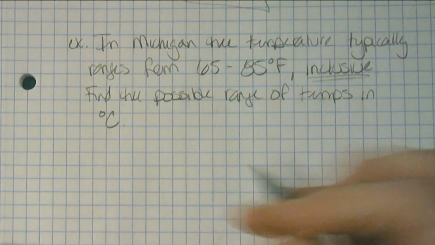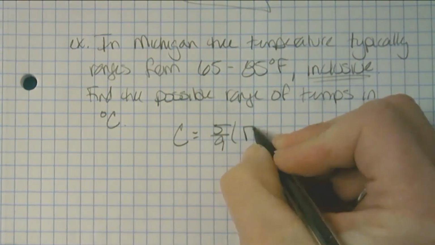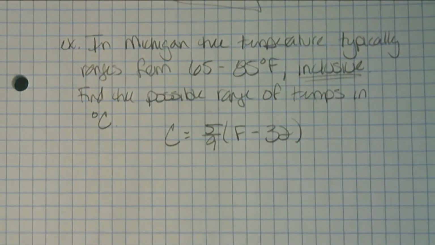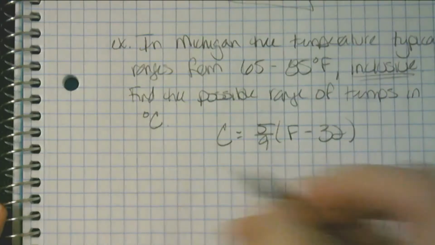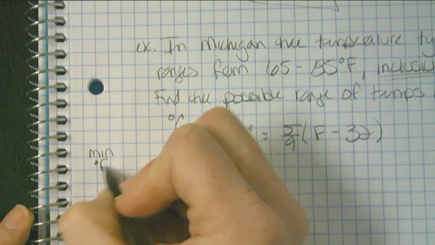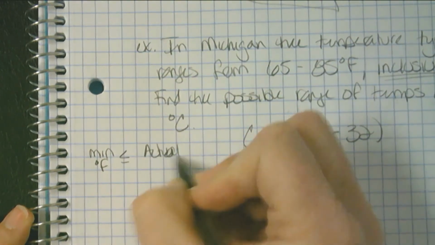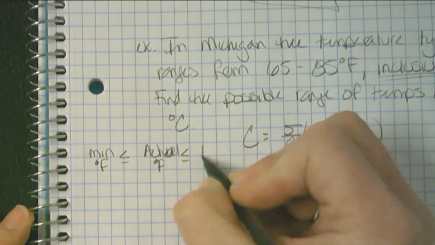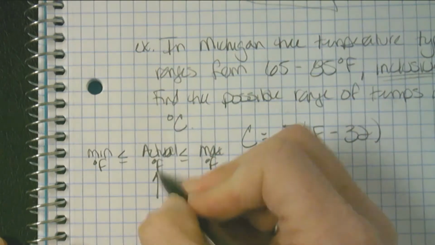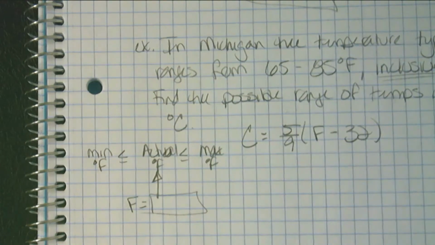Well, the formula that I know is Celsius equals 5/9 times a quantity of F minus 32. When we set up our game plan, it's going to be our minimum degrees Fahrenheit is less than or equal to our actual degrees Fahrenheit, which is less than or equal to our maximum degrees Fahrenheit. So in here, I have to have a formula that says degrees Fahrenheit equals.